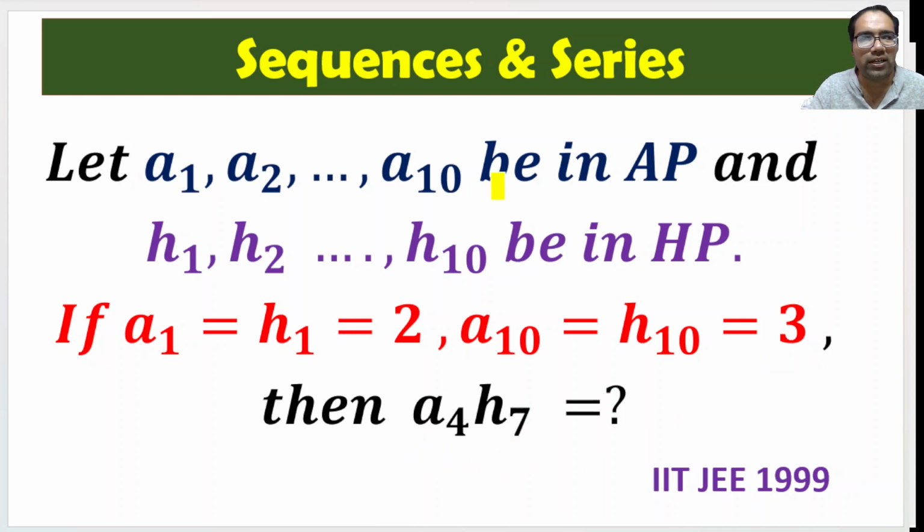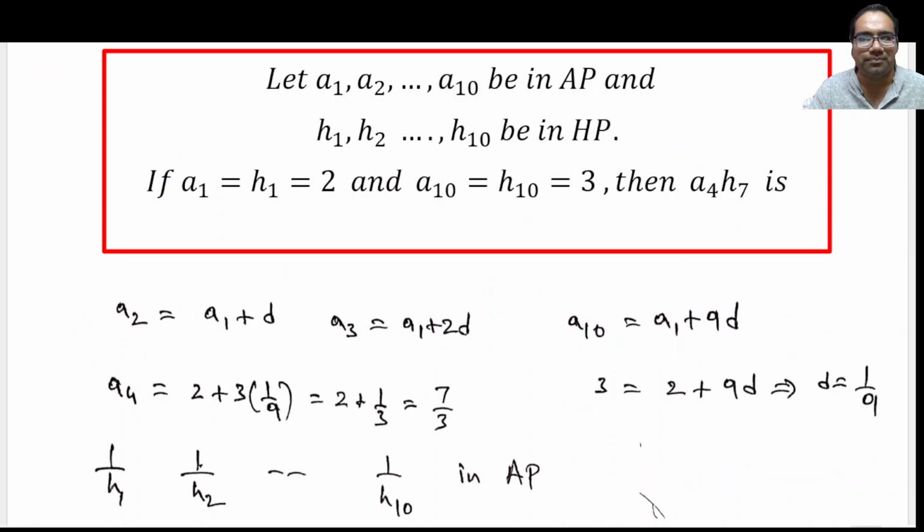Right. A1 to A10, A1 is given, A10 is also given. These are in arithmetic progression. What does that mean? A2 is A1 plus D, A3 is A1 plus 2D, A10 is A1 plus 9D. Similarly, H1 to H10 are in harmonic progression. What does that mean? The reciprocals, 1 by H1, 1 by H2, 1 by H3 up to 1 by H10, are in arithmetic progression. Let us use this to calculate what these progressions are.